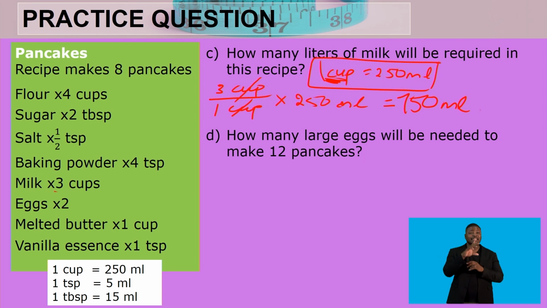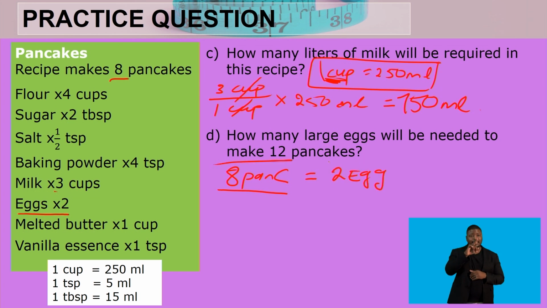D says, how many large eggs will be needed to bake 12 pancakes? How many pancakes are we baking with this recipe? We are baking 8 pancakes. So I'll just write 8 pancakes. So 8 pancakes are baked using how many eggs? Let's check. We are baked using 2 eggs. So you write 2 eggs. So it means 8 pancakes are equivalent to 2 eggs.